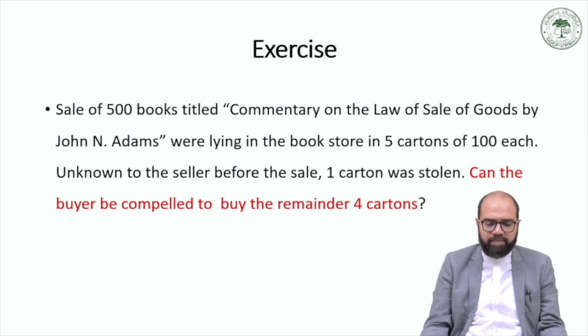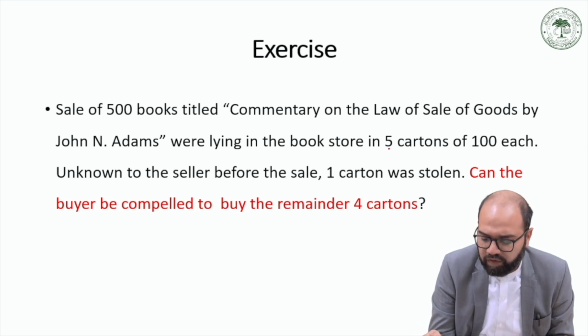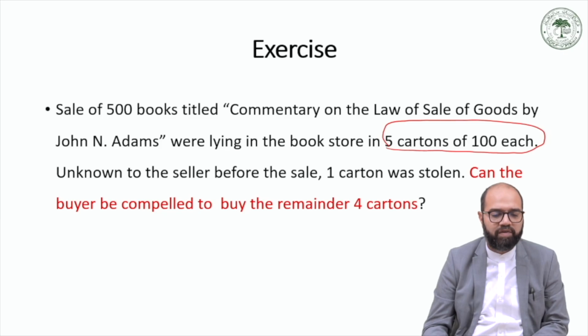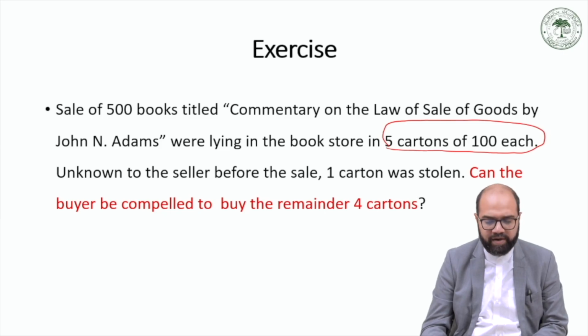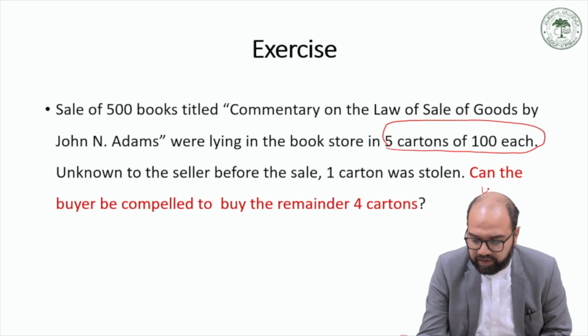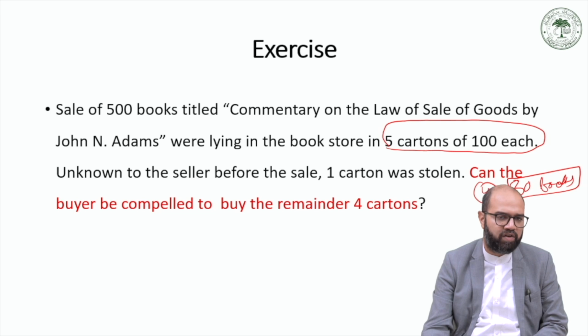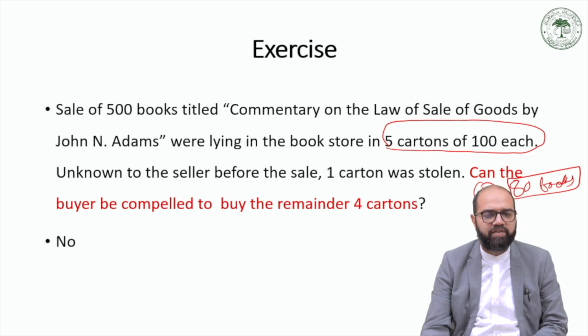So here the original contract was for goods which were of this description. Total 500 in 5 cartons. However, what was being provided was 4 cartons which contain, let's say, 400 books. So this was a kind of a novation or an amendment to the original contract without the consent of the buyer. So in this case, the buyer cannot be compelled to buy the remainder of the 4 cartons.